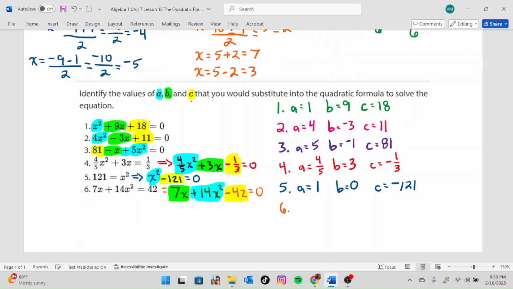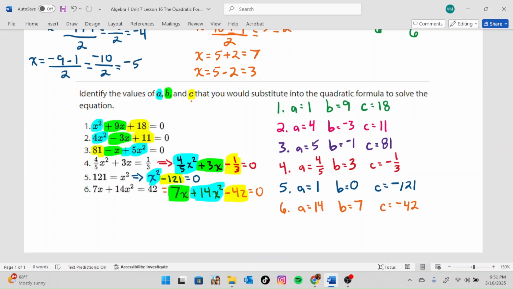And finally, number 6. The a term is the coefficient in front of the x squared. That means a equals 14. The b term is the coefficient in front of the x term. That means b equals 7. And the c term is the constant. That means c equals -42.